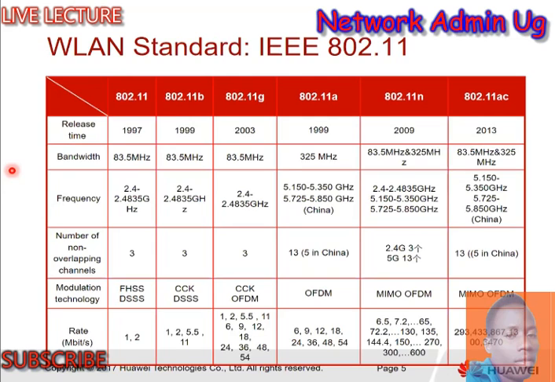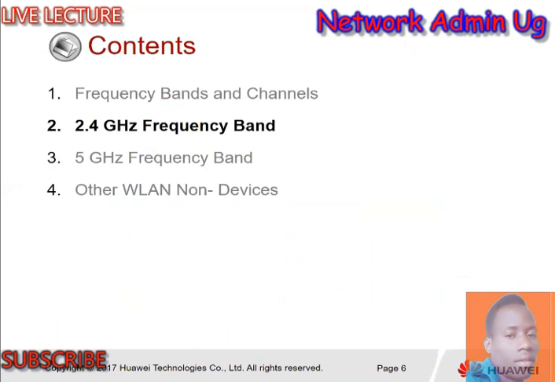So the moment you grasp the table here, and the table we saw yesterday, actually the table that we saw yesterday is also included in this very table. So this would help much more because it has the inclusion of what we were talking about entirely yesterday. So let's look at each of these frequencies, and we shall start with the 2.4 gigahertz frequency band.